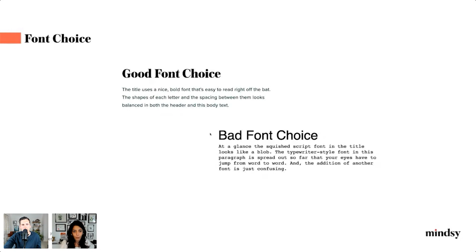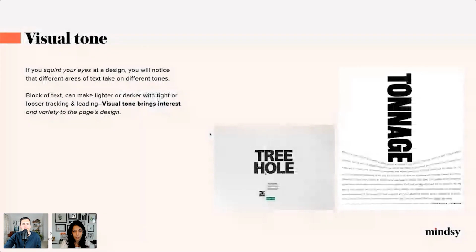I'm going to show you the complementary font, which is a very fun exercise. One thing I also want to make interesting is visual tone. Typography has the power to create different visual tones. If you squint your eyes and look at this ad, you will notice there are different areas of text. It can take different tones of gray. It's a block of text. Some choices make it lighter, some make it darker, and tracking and leading also play a big role in it. So why is it important?